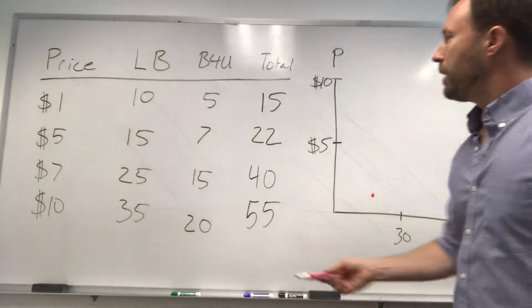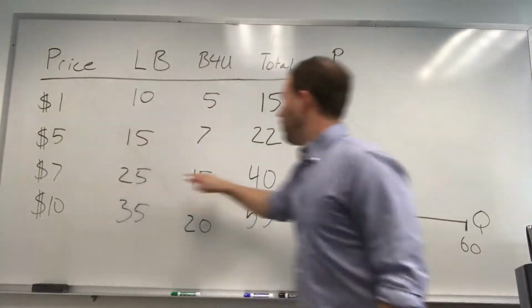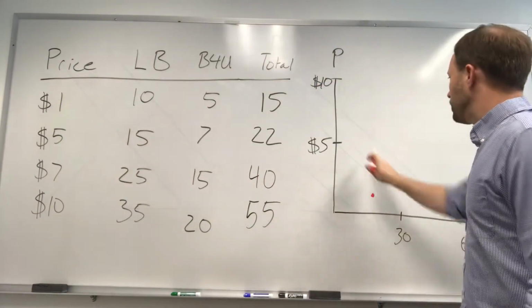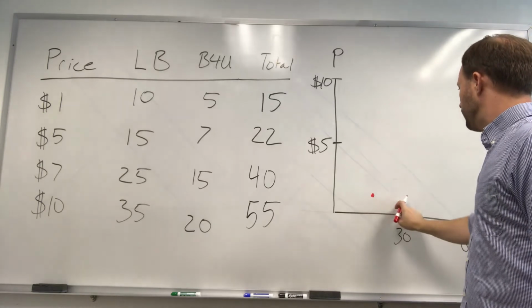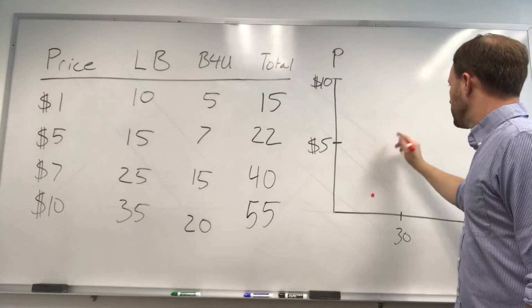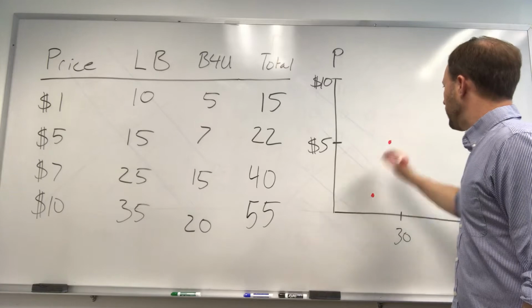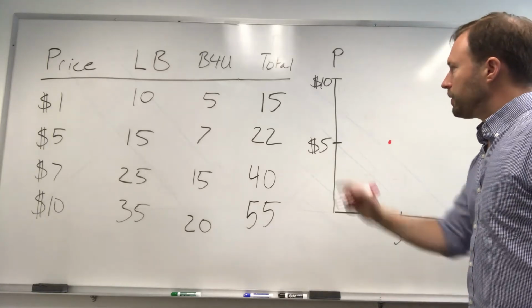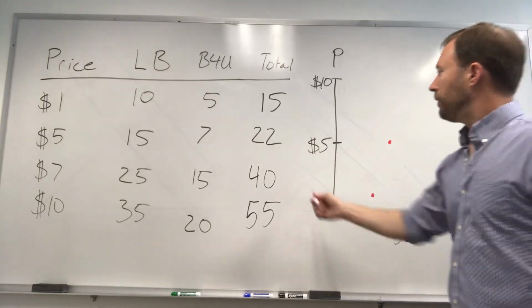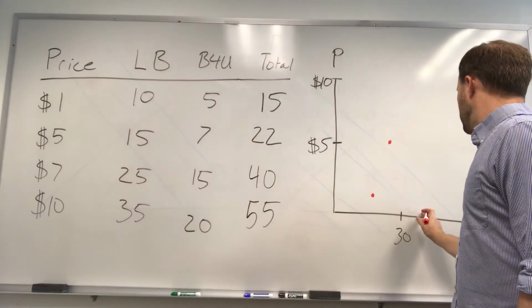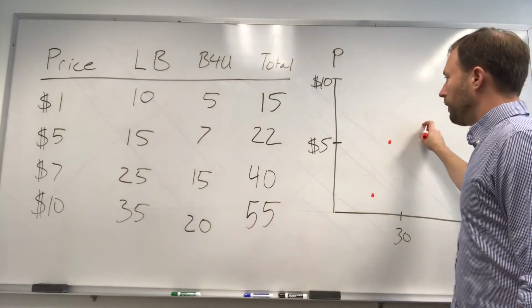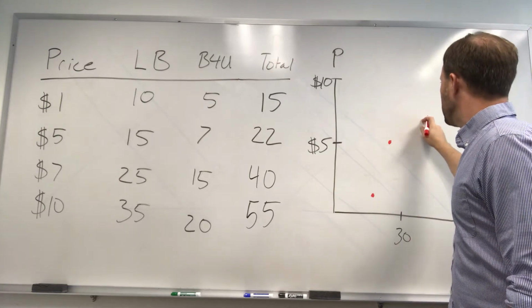And at a price of $5, we have a quantity supplied of 22. So $5 is right here. 22 is going to be about halfway between 15 and 30, so that'll put us right about there on the graph. Price of $7, we have quantity supplied of 40 units. 40 units will be about there, and the price of 7 is roughly here.